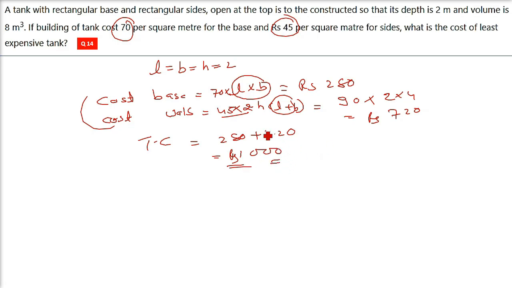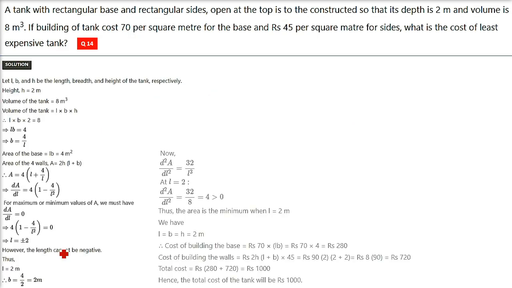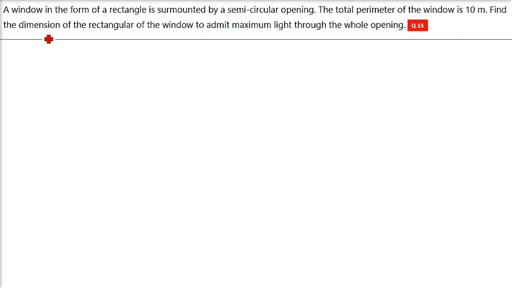I hope you have seen from where we started, how did we end, and the main idea is to find out the expression. Single differentiation, double differentiation, you know very well. Cost is also important. A window is in the form of a rectangle, surmounted by a semicircular opening. The total perimeter of the window is 10 meter. Find the dimension of the rectangle of the window to admit maximum light through the whole opening.